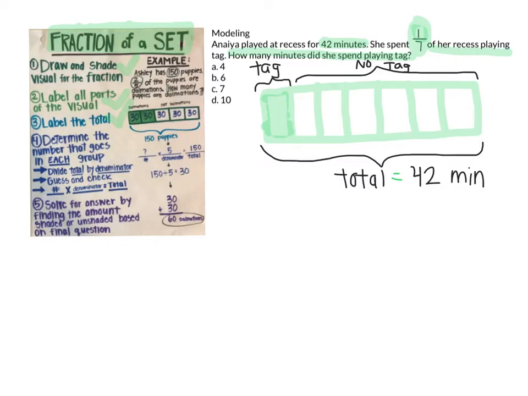Now we know how much time she spent, 42 minutes. We know that she played tag for some of the time and not tag for the rest of the time. So back to our anchor chart, step 4. Next, I need to determine the number that goes in each group.